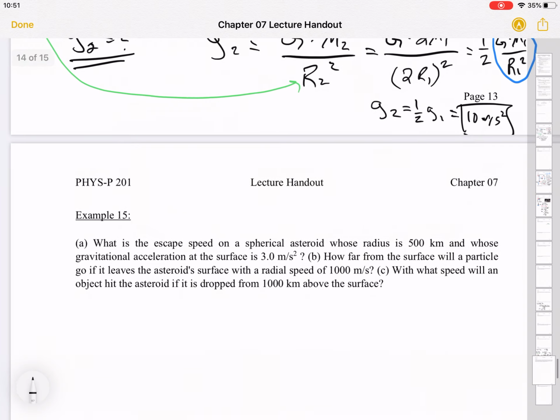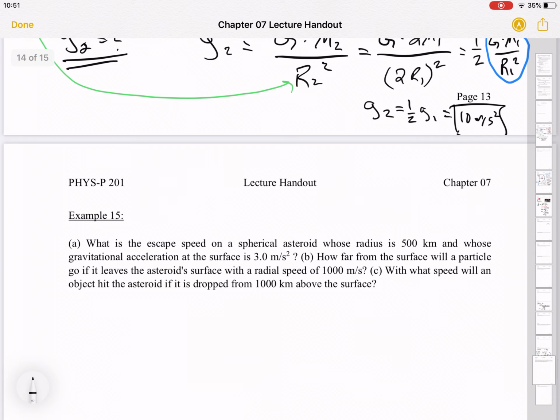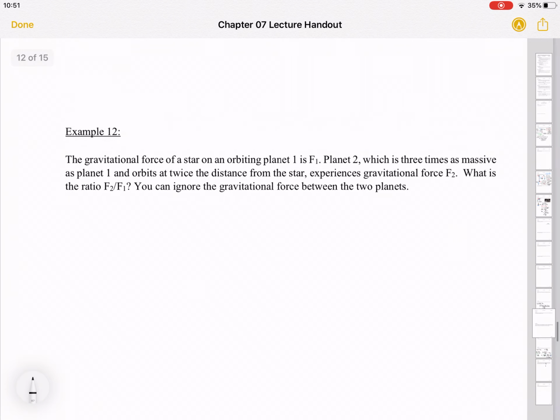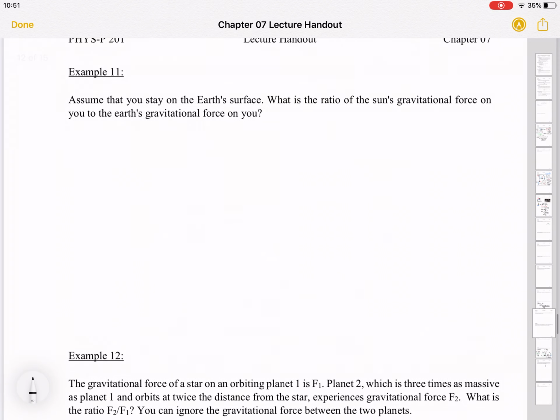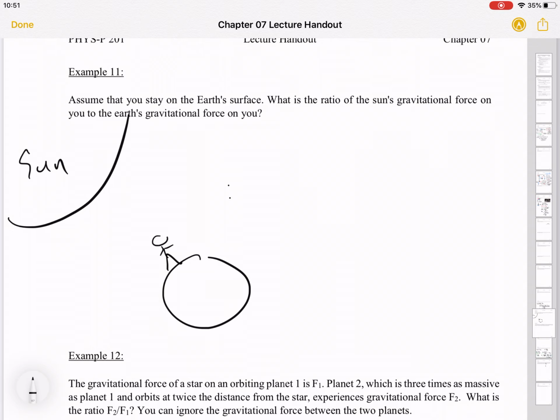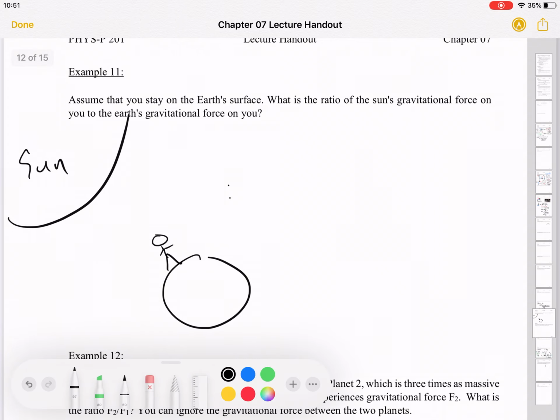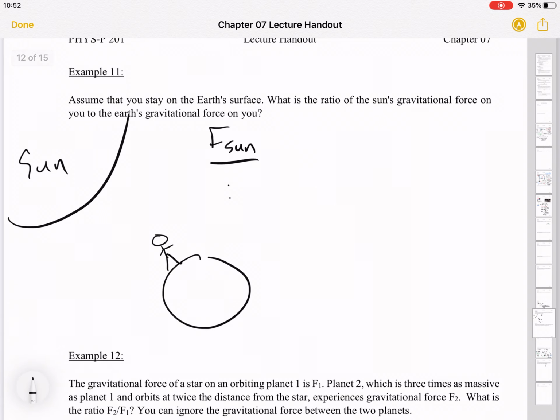The example is example number 11. So let's say we're on the Earth's surface. What is the ratio of the sun's force on us from the Earth's force? And I have a sense like the sun should have a smaller force because we're not being pulled through the sun. We're staying on the Earth, right? So where's the sun? Here's the sun. And here's the Earth, and here's us on the Earth. And the question is, what is the ratio F sun to F Earth on us at the surface of the Earth?